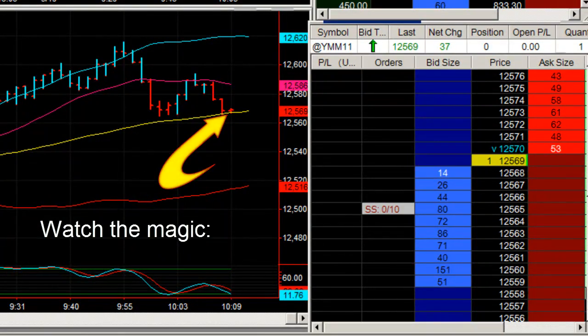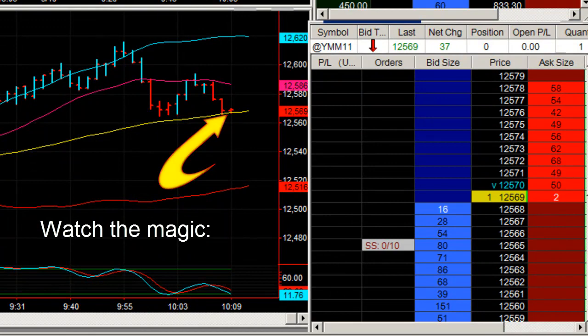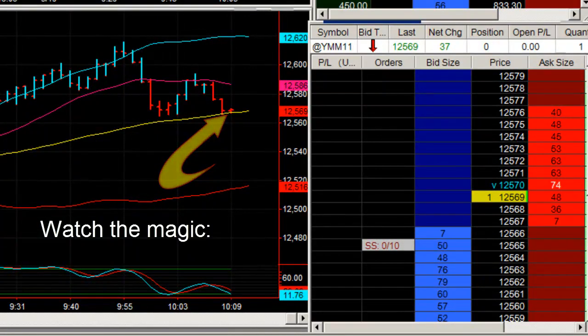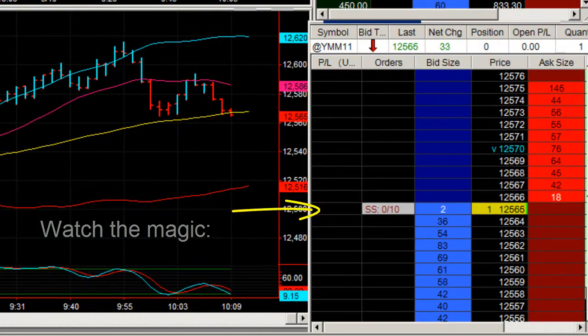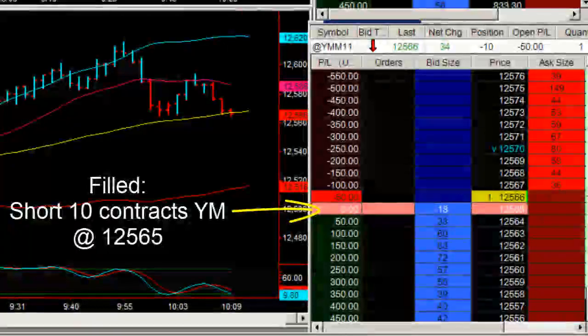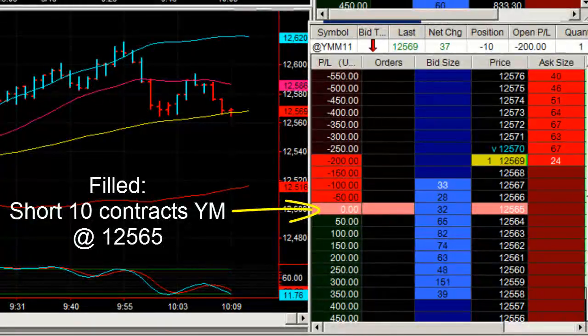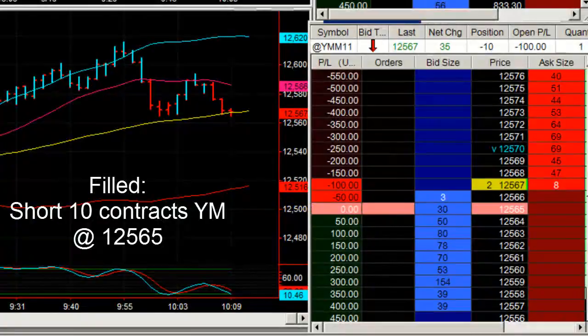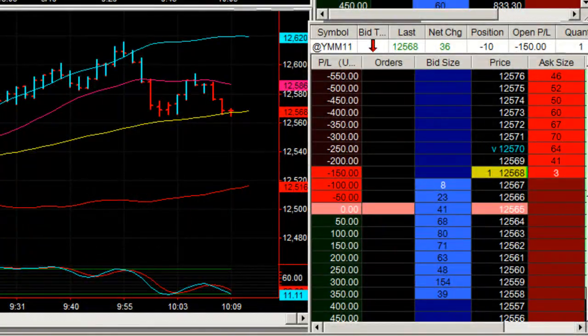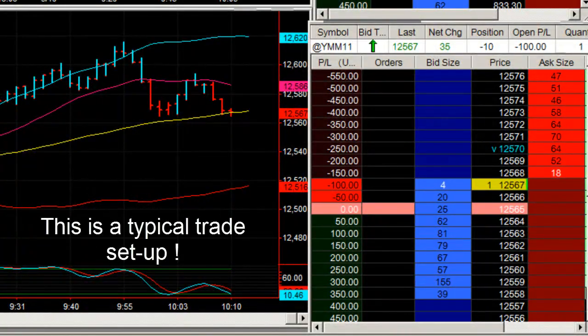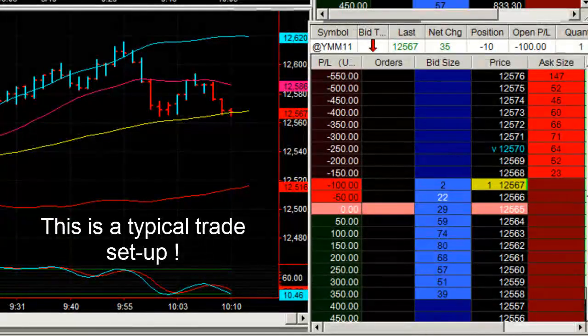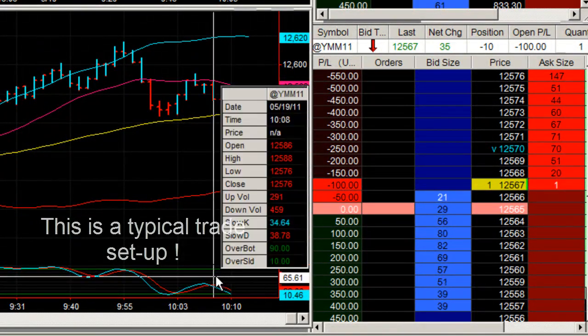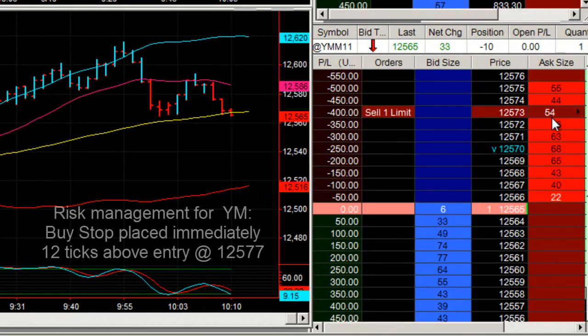Now watch the magic. Here we go. And it looks like we're about to get filled. There we go. We just got filled. We're short 10 contracts on the Dow Minis at 12,565. This is exactly the typical trade setup we get in our rooms.